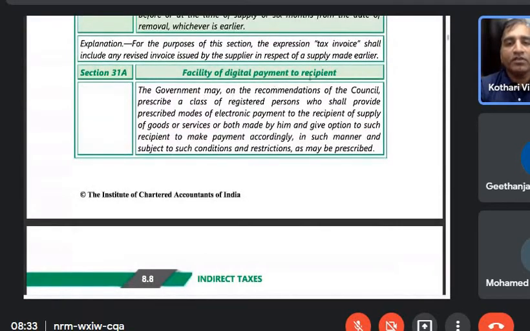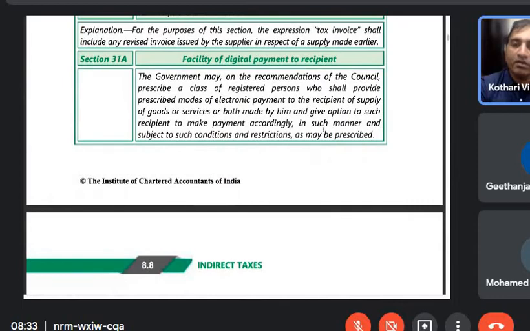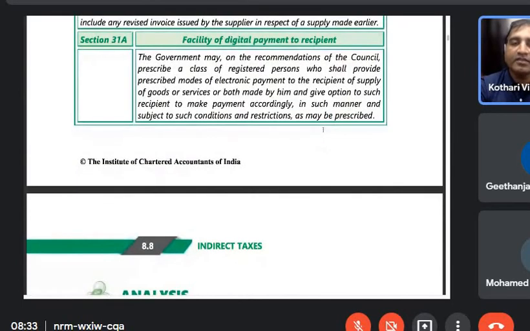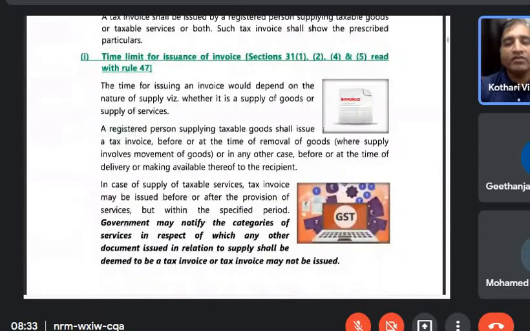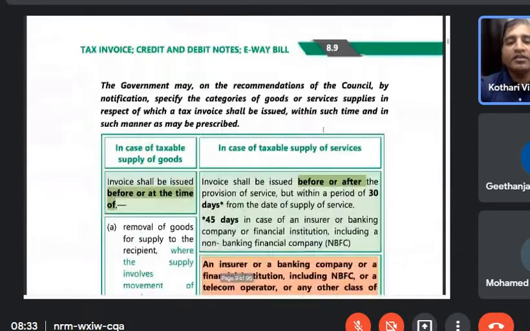Facility of digital payment to recipient. The government may, on the recommendation of the council, prescribe a class of registered persons who shall provide the prescribed modes of electronic payment to the recipient on supply of goods or services made by them, and give an option to such recipient to make payment accordingly, in such manner and in such condition as may be prescribed. So these are the documents which have to be issued under the GST.